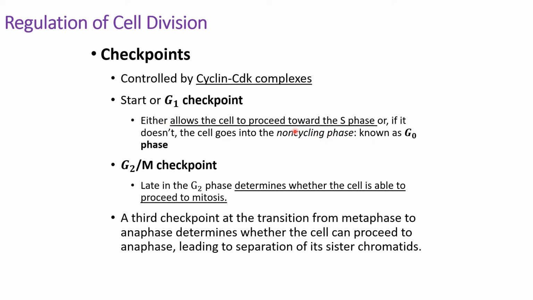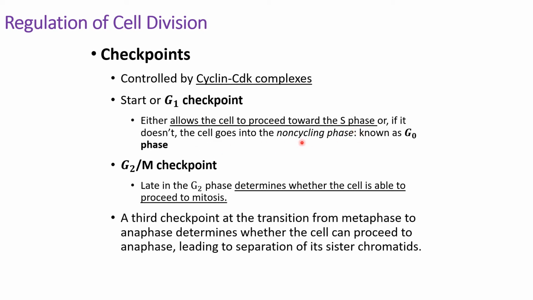All right. If the cell is not ready to go to S phase, then the cell will go into another phase called a non-cycling phase, meaning that this cell will not go into mitosis. Okay, it will be put aside, and this is considered the G0 phase. A cell that is in the G0 phase is not going to go through mitosis because it has not passed this checkpoint. It does not have what it takes to go on to the S phase.